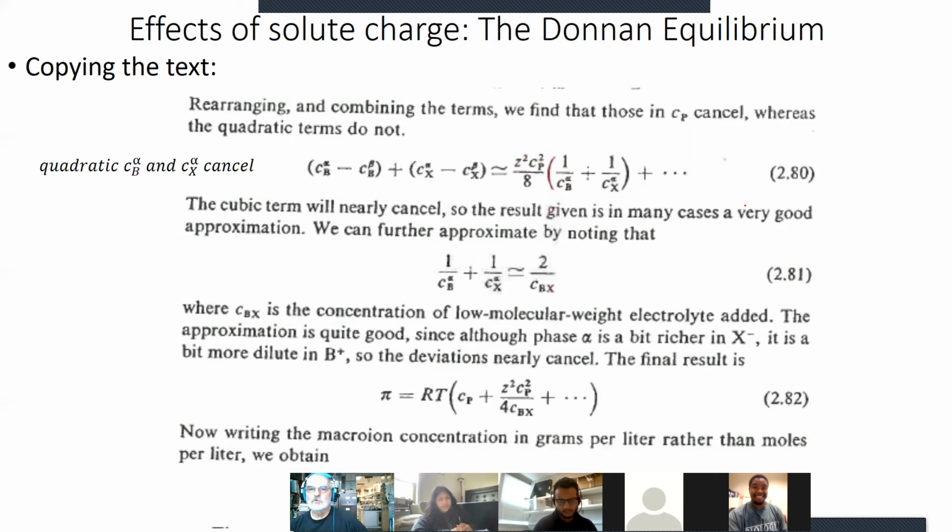Higher order terms will be neglected, essentially. He says nearly canceled or smaller. So the result will be this type of an expression.